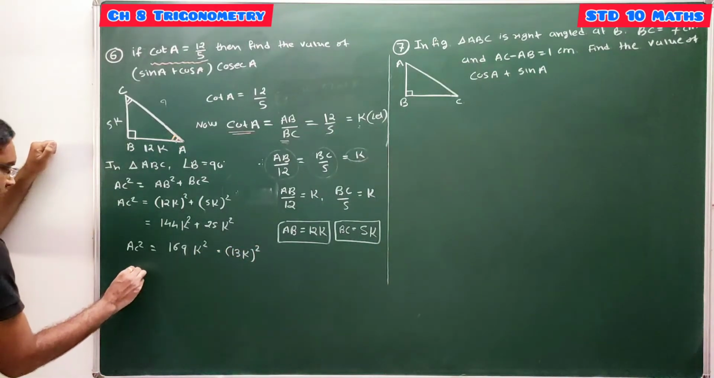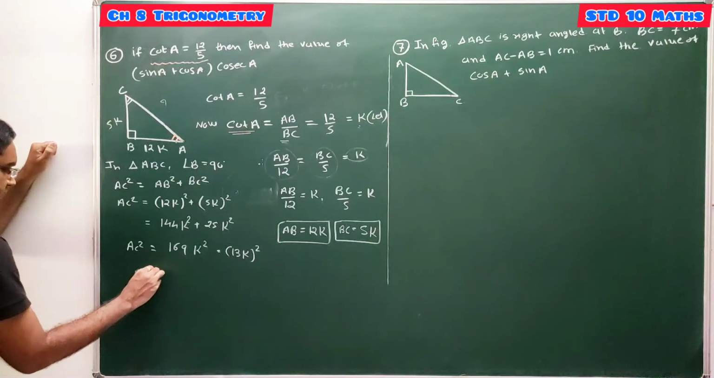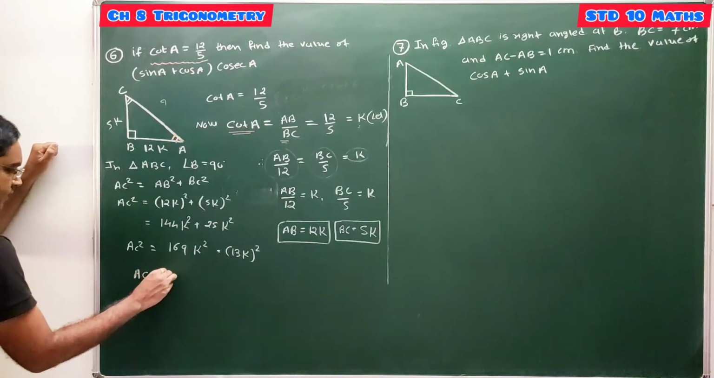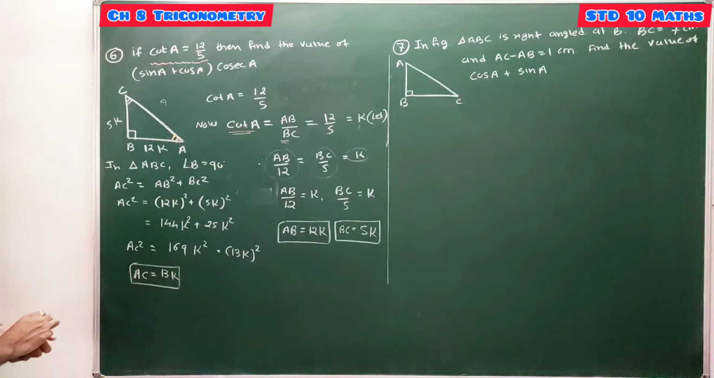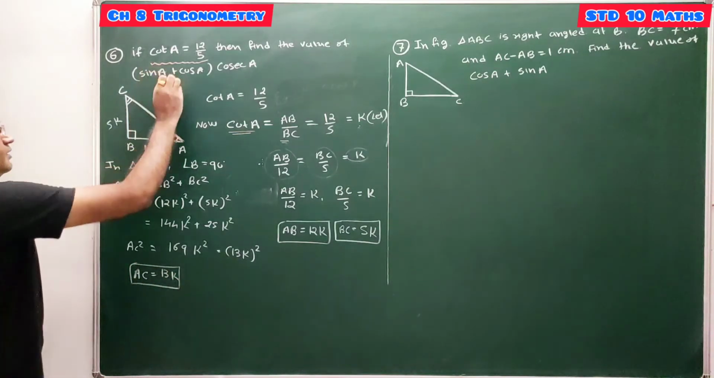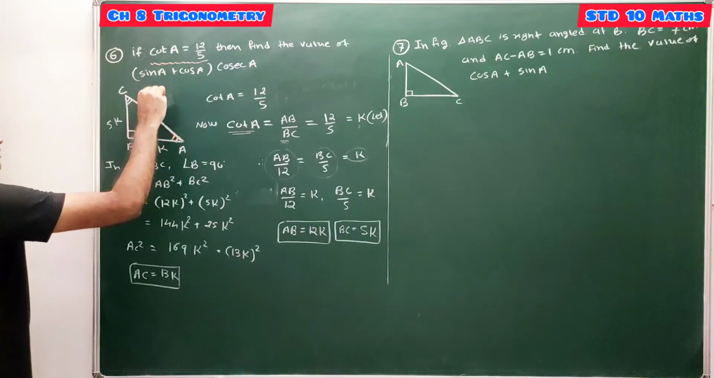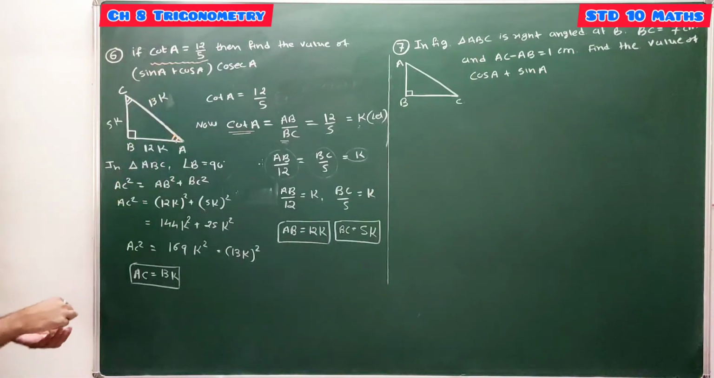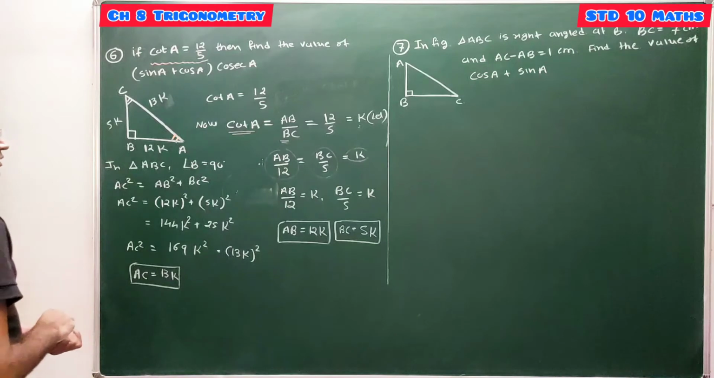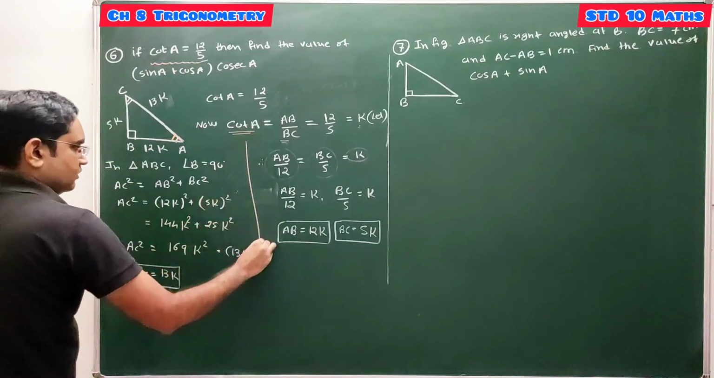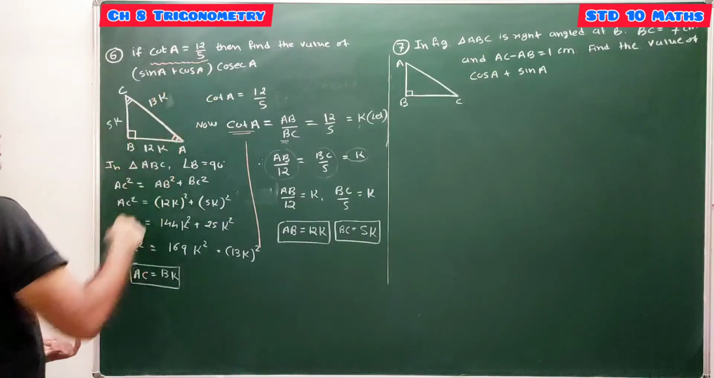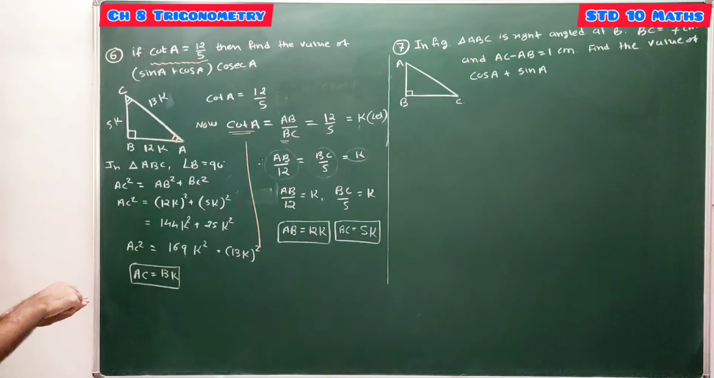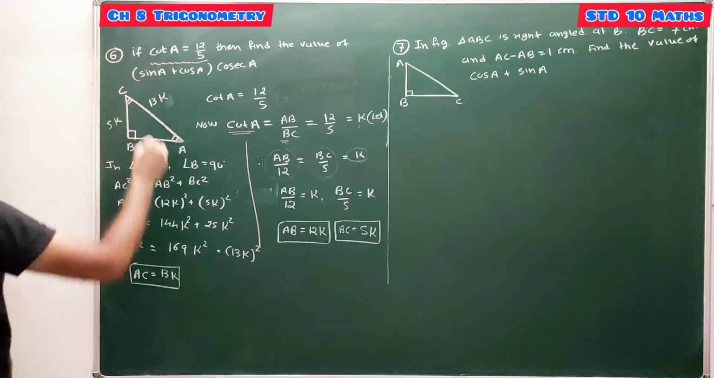So we are getting the value of AC. The length of the third side AC is 13K. So the hypotenuse is 13K. Done. This is a 3 mark sum. This is your first step, this is your second step. Now third step, we require sin A plus cos A into cosec A. So 3 trigonometric ratios are required. First is sin A.